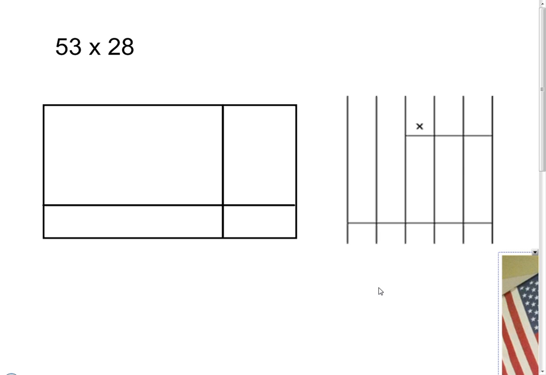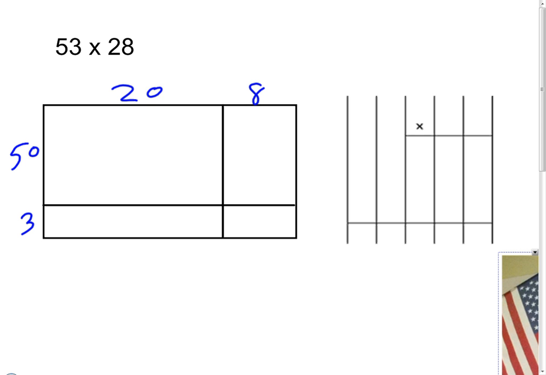So multiplying a two-digit number, 53 times 28. We're going to start using the area model, and we're going to take the 53 and break it into 50 and 3, and we're going to take the 28 and break it into 20 and 8. Okay, and we're going to multiply. We can start anywhere. Remember, it doesn't matter where we start. We just have to make sure that we multiply all of this.